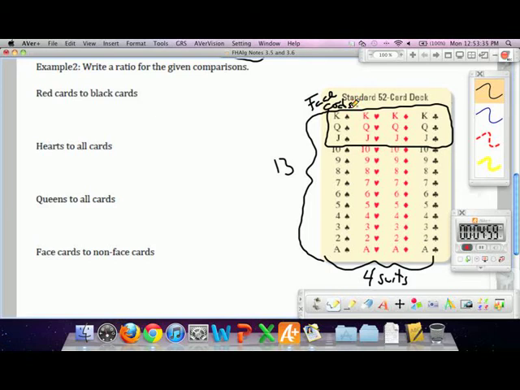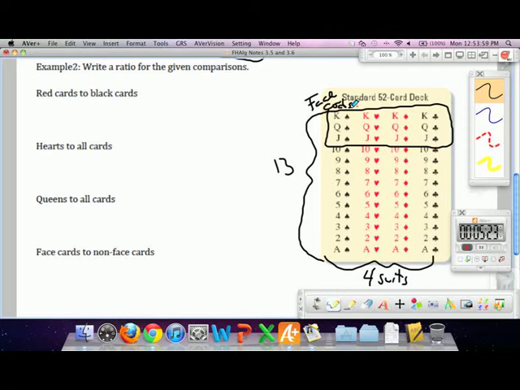What I'd like you to do is go through and quickly, on your own, write down ratios comparing these four different things: red cards to black cards, hearts to every card, queens to every card, and face cards to not face cards. Okay, jot those ratios down.